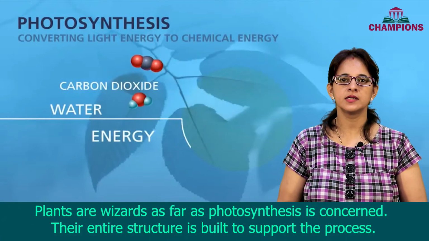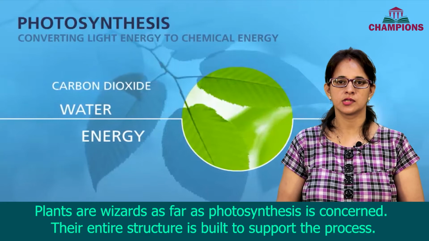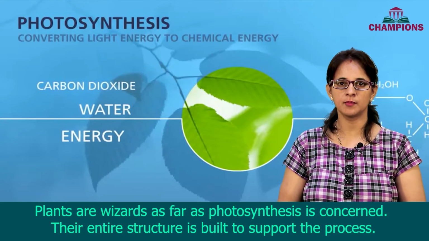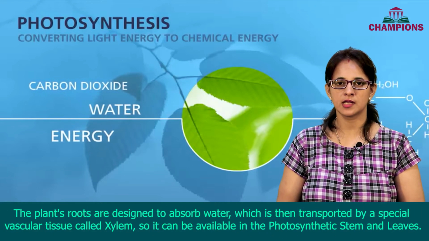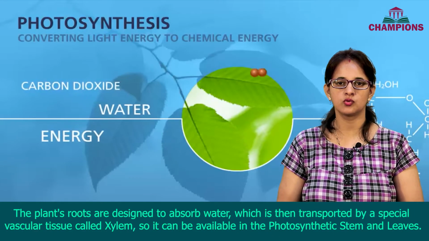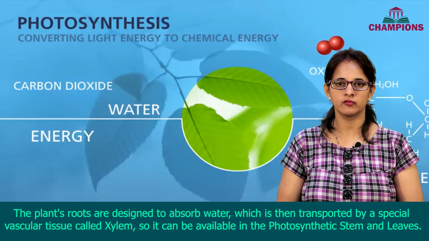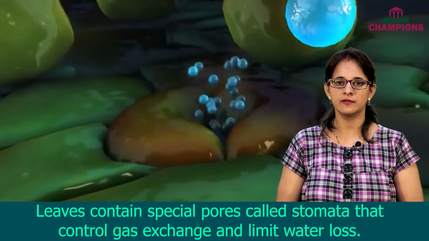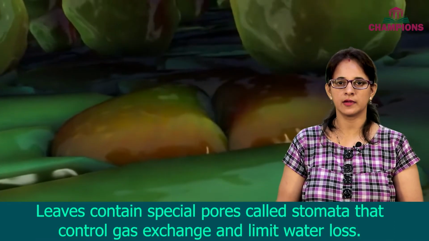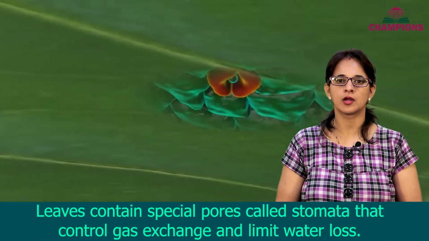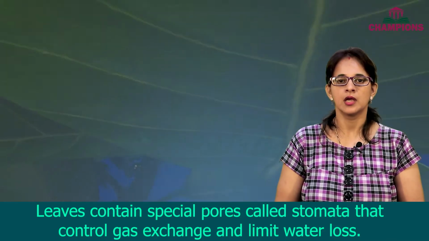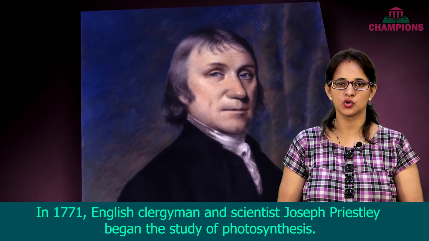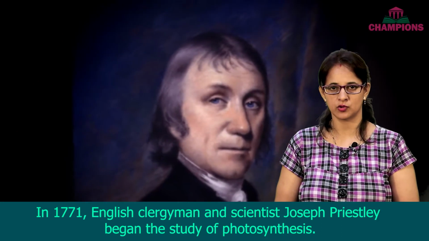Plants are wizards as far as photosynthesis is concerned, and their entire structure is built to support the process. For example, their roots are specialized to absorb water, and this water is passed on to the upper parts of the plants. And the leaves have stomata which can regulate gaseous exchange. It was in 1771 that an English scientist called Joseph Priestley began the study of photosynthesis.